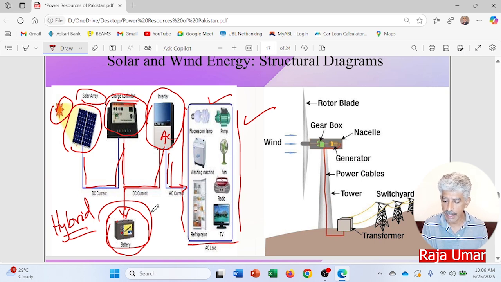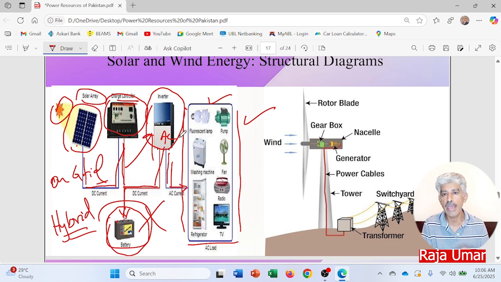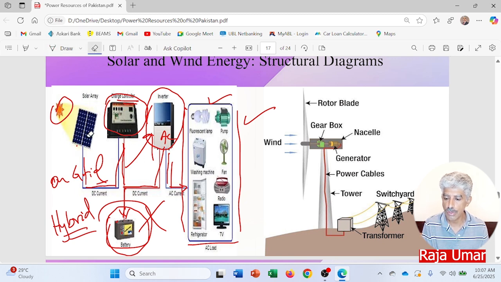But in many areas of Pakistan, the people who have installed solar panels on their rooftops are not using batteries, but they are using on-grid inverters, and whatever electricity they are producing over here, whether they are consuming it or they are putting that solar power into the national grid, they are giving that energy to others through their solar panels. So that is the structural diagram of the solar energy.